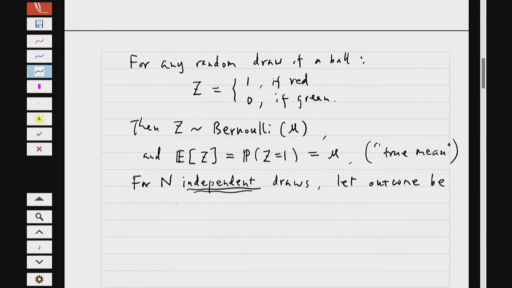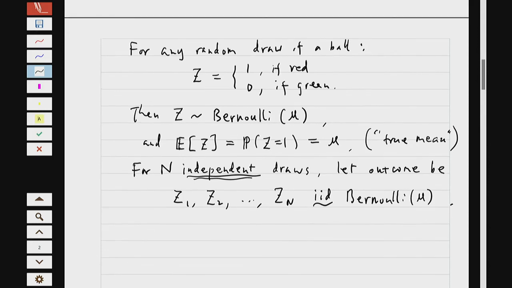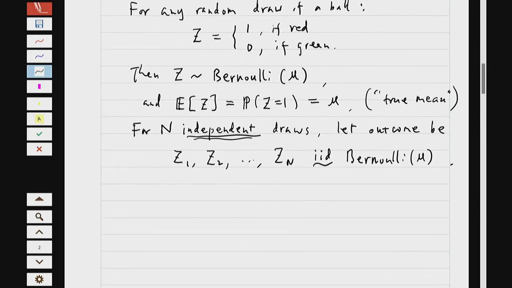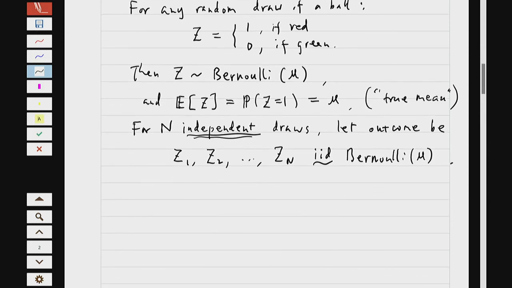We denote them by Z1, Z2, and so on. Of course, they are IID Bernoulli random variables with the same mu. I hope this is pretty obvious so far. So how do we estimate the mu?